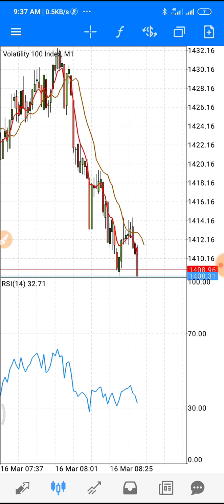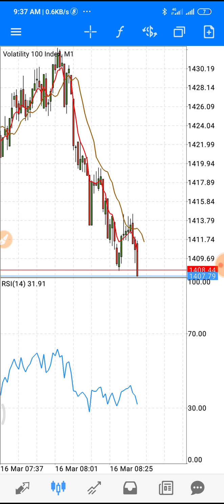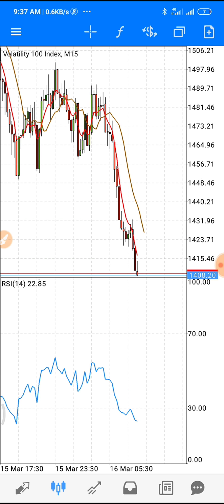Okay, so that's the strategy. Check the 15 minutes time frame to see what is going on. Make sure it's on a trend. Then about the lot sizes to double your account, the maximum positions, I will explain to you later.